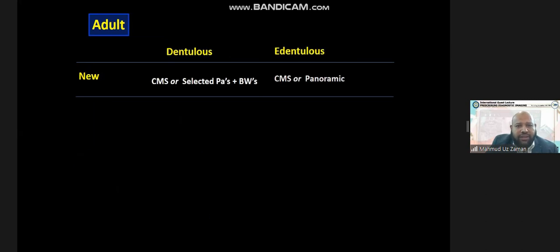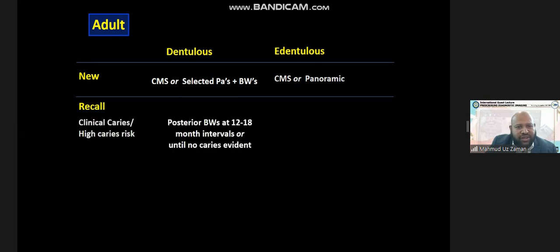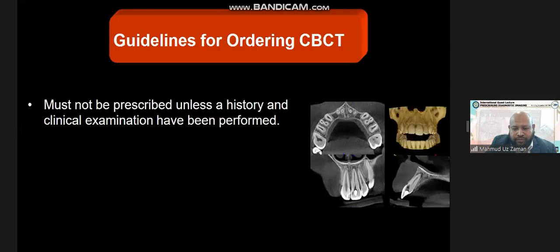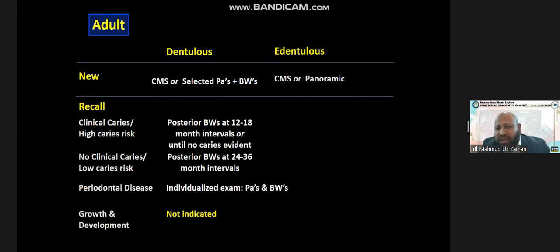In case of adults, dentulous or edentulous patients, in a dentulous patient you may go for a full mouth series or selected periapical or bite-wing radiograph or panoramic radiograph. For the high-risk category, posterior bite-wing at 12 to 18 months interval, or low-risk 2 to 3 years interval. For periodontal disease, depending upon your need, you will go for periapical or bite-wing radiograph. And for growth and development, it's not indicated. Okay, so these are for 2D views.